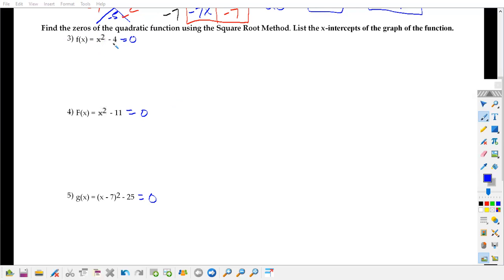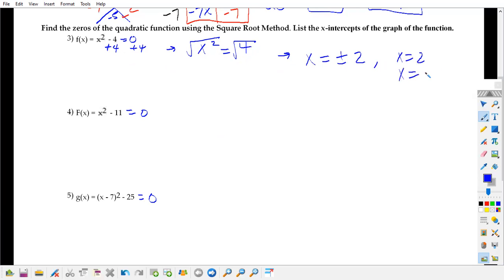So if I have a -4, I'm going to add 4. So hopefully you did that. After I add 4 to both sides, I'm left with x squared equals +4. Then I'm going to take the square root, because the opposite of squaring something is to square root. The key thing to remember is when you take the square root, it produces a positive and a negative solution. Okay, so your answers would be x equals +2 and x equals -2.